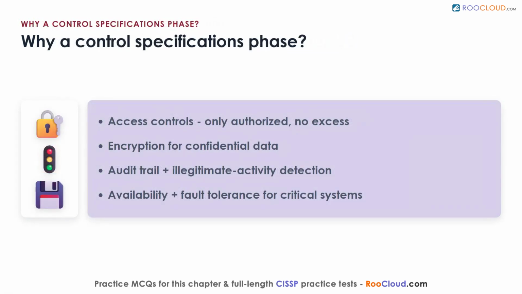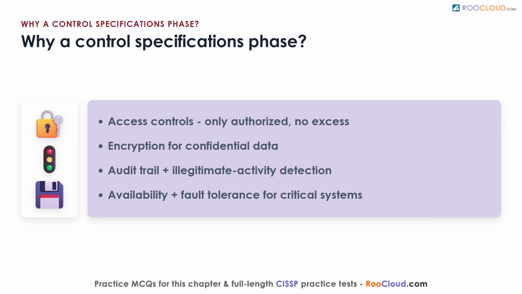Why give control specifications their own phase? Because security designed in from the start integrates cleanly, while security bolted on later leaves gaps. This phase, sitting just after functional requirements and running into design, is where you analyze the system through a security lens. You build in access controls, so only authorized users get in and none exceed their permissions.